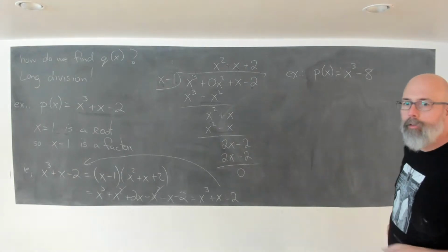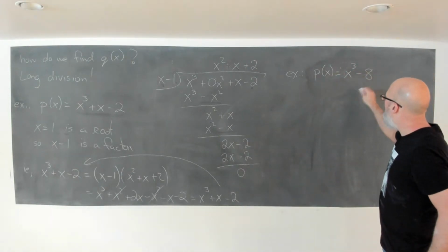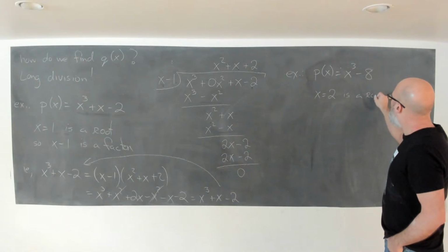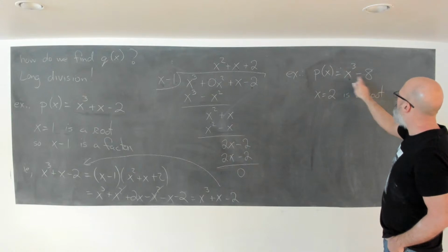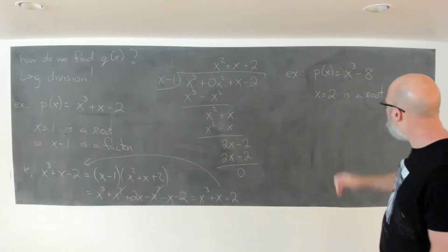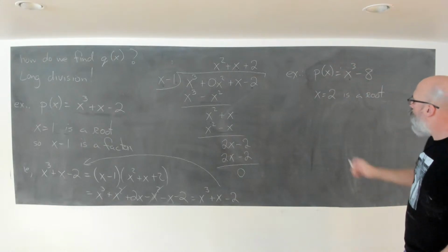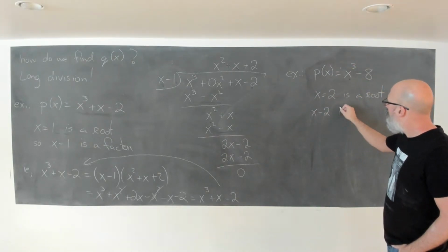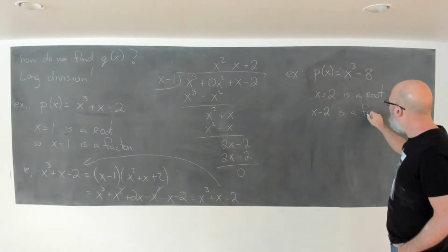2 is a root. Thank you, Kenza. Kenza has observed that x equals 2 is a root, right? Because 2 cubed is 8. 8 minus 8 is 0. Very nice. So by the theorem I've erased, x minus 2 should be a factor.